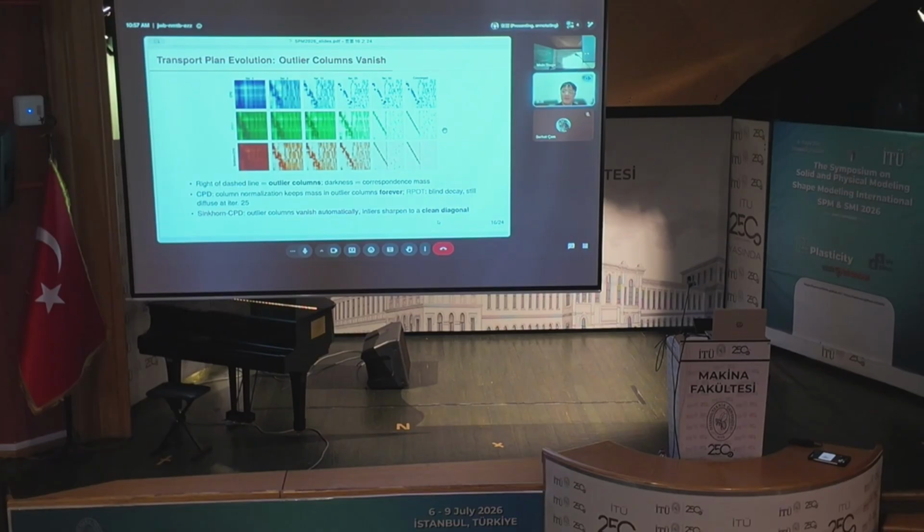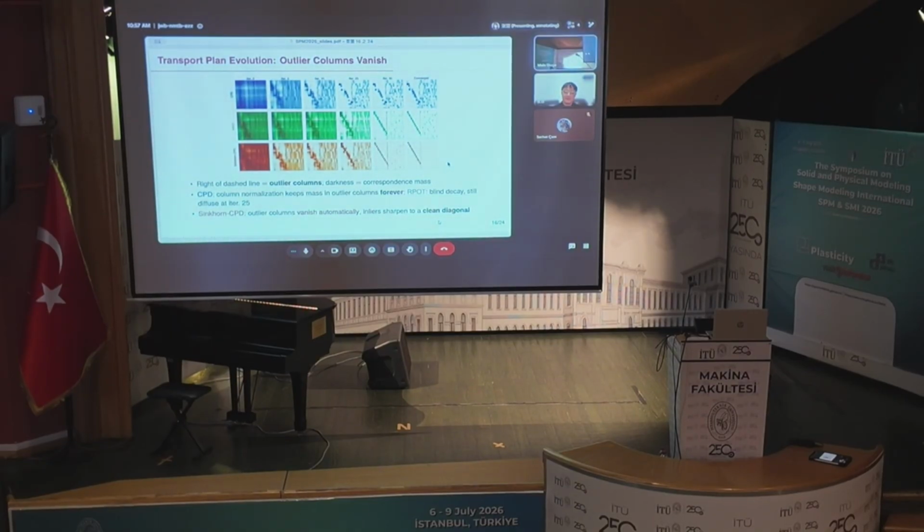Now the middle is RPOT. It has a better result, but is still weak. The bottom is our method. After 25 iterations, our plan is totally clear. It shows that our method can remove the outliers clearly.